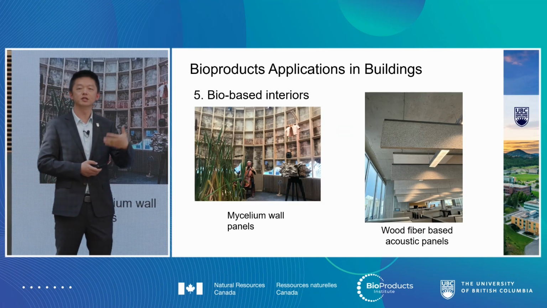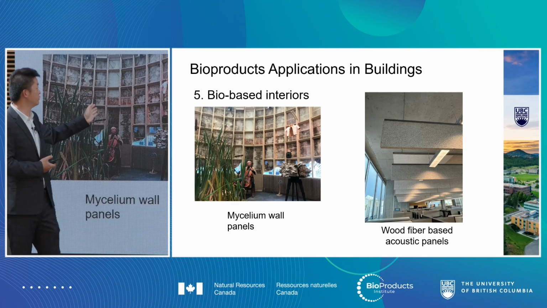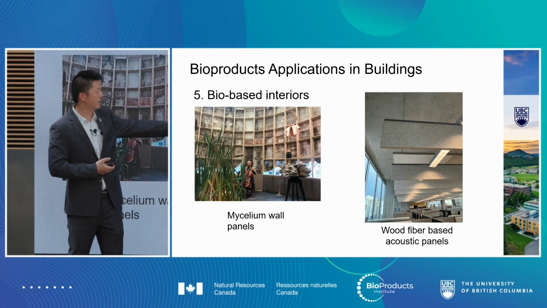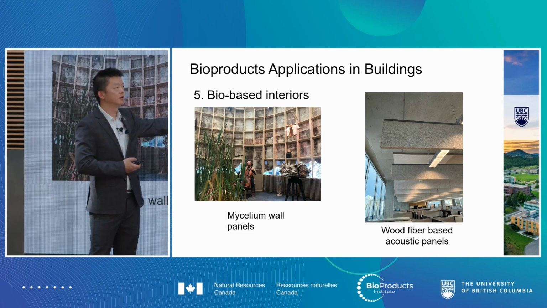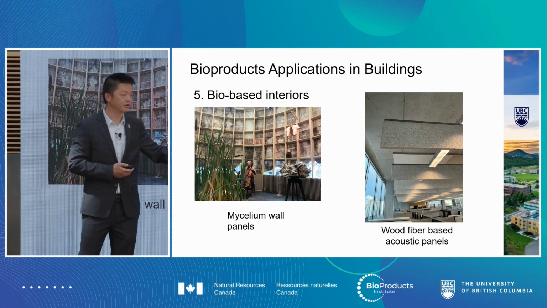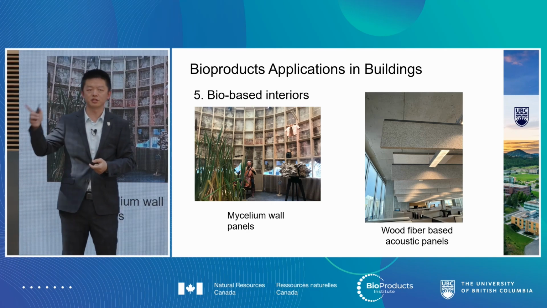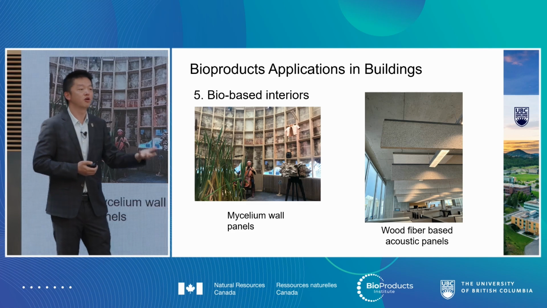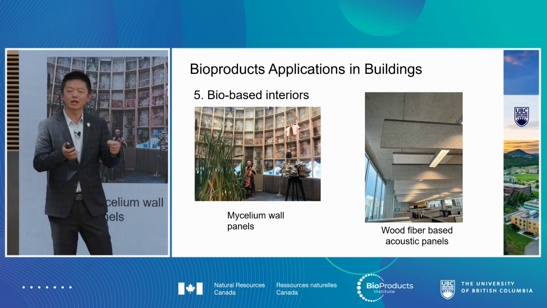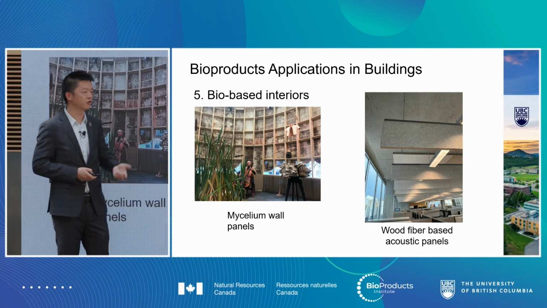The other one is bio-based interiors and materials. That one is the mycelium wall panels, which use mycelium to create decorations. And that one is the wood fiber-based acoustic panels. This one is a building on campus, AREL, just beside the Biodiversity Museum. They're using wood fiber for acoustic performance. I think there was a poster using mycelium for acoustic performance, which is awesome. So you can think about, once you finish the product manufacturing at lab scale, how can we extend it to the building scale? It's a big question we should think about together.